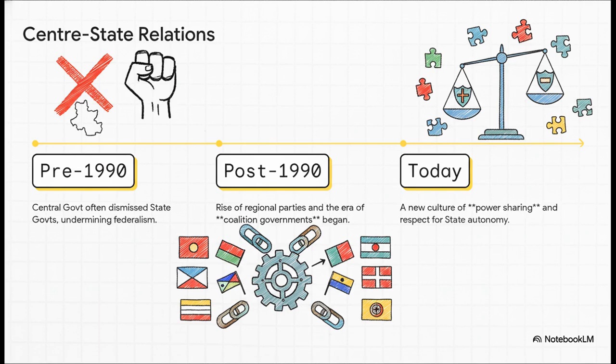The relationship between the center and the states has also changed a lot over time. Before 1990, it was common for a single party to rule at both the center and in many states. This sometimes undermined the power of the states. But everything changed after 1990. We saw the rise of many regional parties, and this led to an era of coalition governments. This new culture of power sharing has made our federalism much, much stronger.